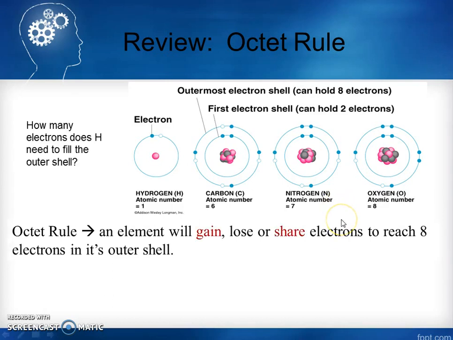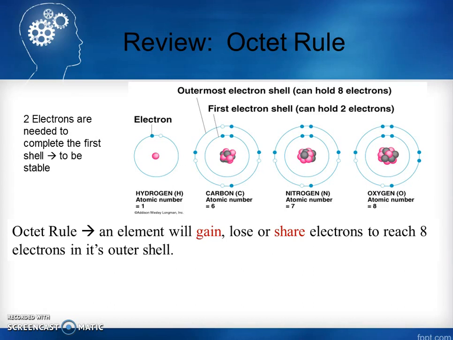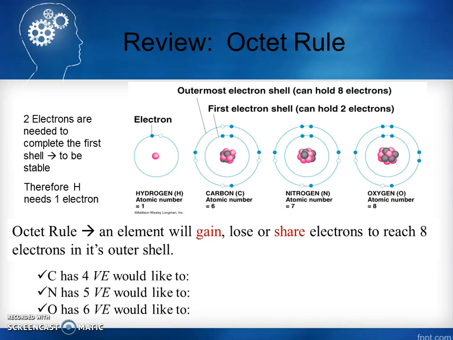So hydrogen has 1 electron in its first shell, and the first shell only needs how many electrons to be stable, to be full? 2. 2 electrons are needed to complete the first shell. So therefore, hydrogen only requires 1 more electron to be stable. Now let's take a look at these other 3 elements. Note these guys are all non-metals.